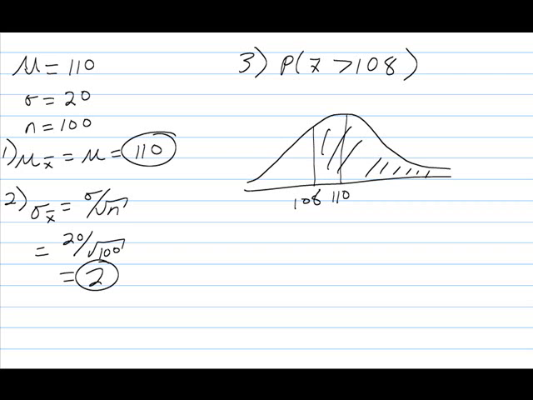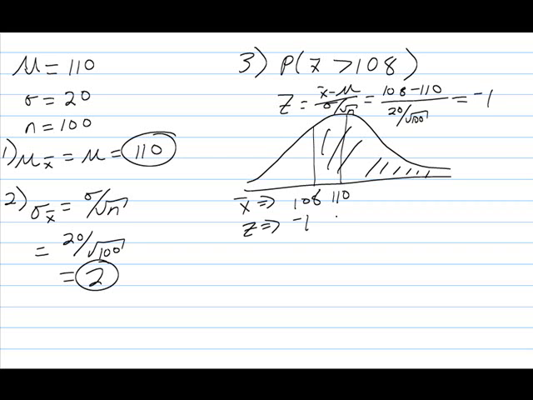So we have to figure out the z-value. The z-value that corresponds to, keep in mind these are x-bars. We can find that by taking x-bar minus mu over sigma over square root of n. So in this case that's 108 minus 110 over, you can just use 2 because we've already figured that out. But basically it's 20 over square root of 100. So this works out to be -1. So the z-value here is -1.